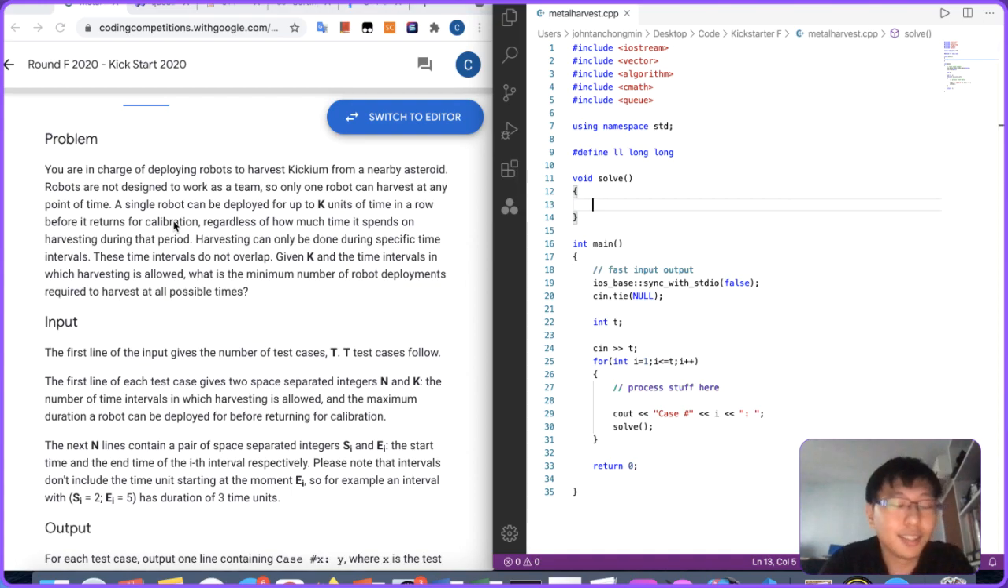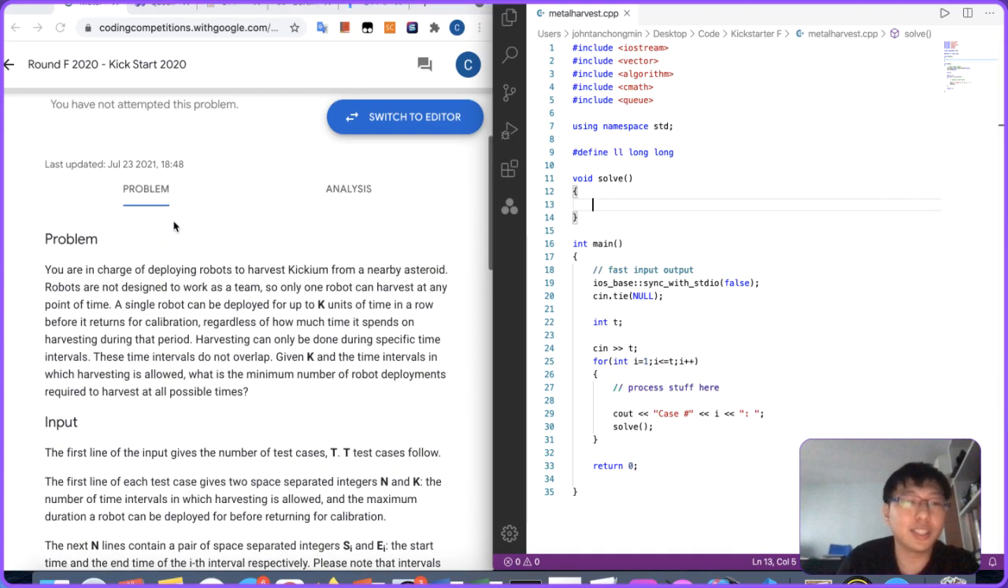But just 6 months back, when I did my first Google Kickstart, I solved zero problems. So I think I've come a long way from solving zero problems to solving two to three out of four. So you just need to keep practicing it.